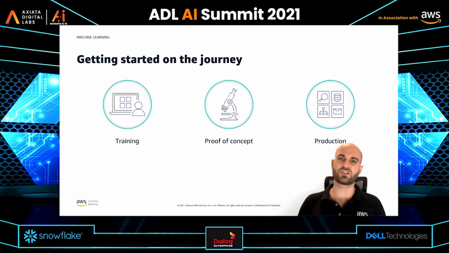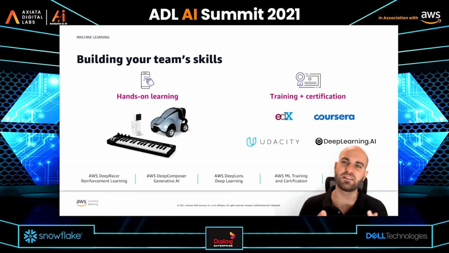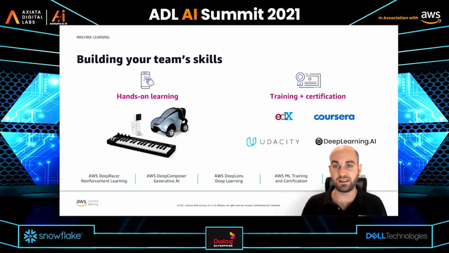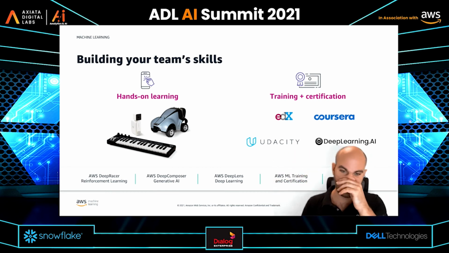I also encourage you to always prototype things out. Can you do a quick proof of concept? We can help you with that so that later on you can really bring these machine learning models into production. Now, how can we help? Well, first, if you want to build your team's skills, there are hands-on learning capabilities. By the way, we also have devices like DeepRacer or DeepLens. So if you want to do computer vision at the edge, you have some of these tools that can help out here.